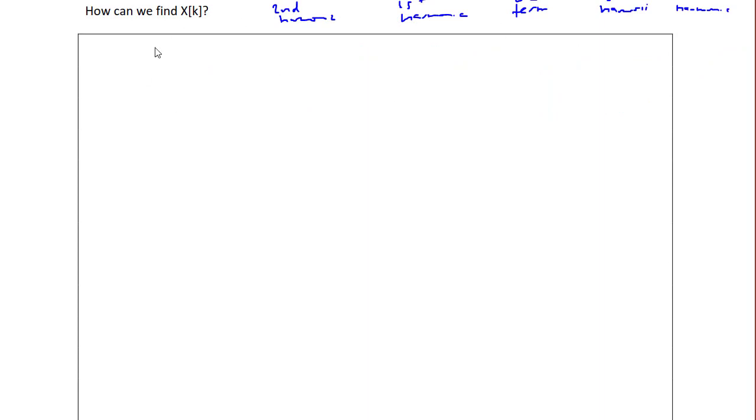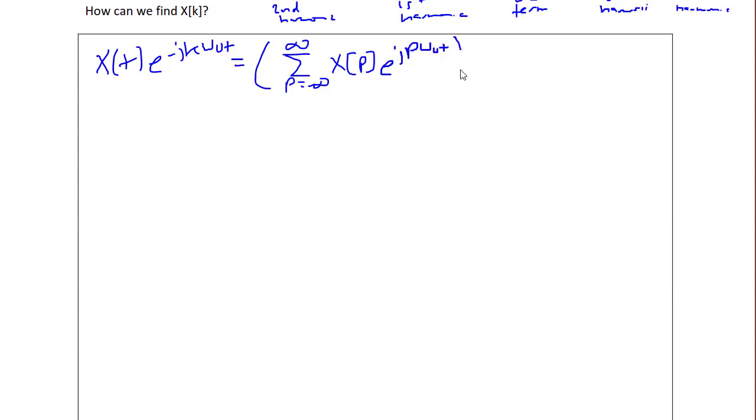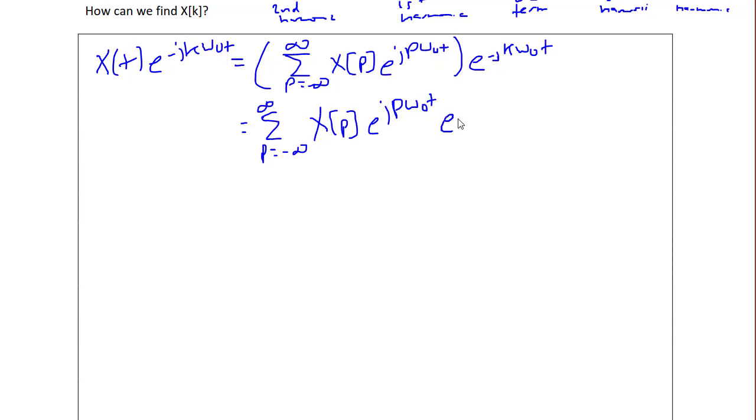How can we find X of k? We're going to use the following process in order to find X of k. So we're going to have x of t times e to the negative j k omega naught t. And we're going to rewrite that as the summation from p equals negative infinity to infinity of X of p e to the j p omega naught t times e to the negative j k omega naught t. So this can be rewritten as the summation from p equals negative infinity to infinity of X of p e to the j p omega naught t e to the negative j k omega naught t.